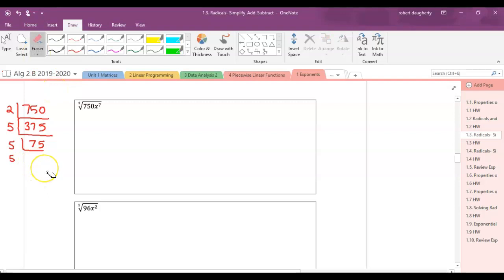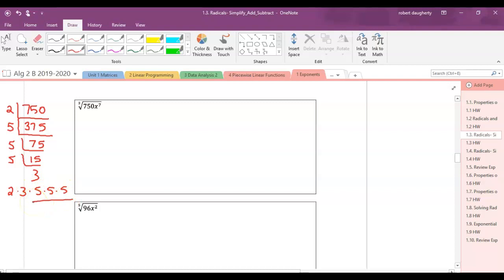Back up, there's a little bit of a mistake here. When I divide, 5 goes into 75, it goes in there 15 times, right? So 15, divide that by 5, and I get a 3, okay? So it looks like this is 2 times 3 times 5 times 5 times 5.